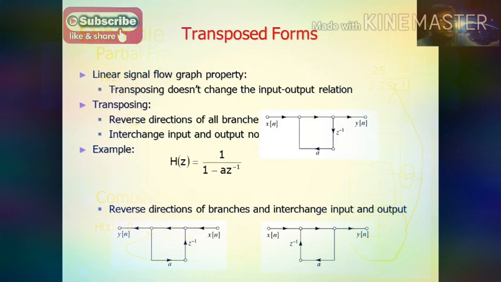Now, this is the transposed form. Another form is the transposed form. A linear signal flow graph has one more property, the transposition property. Transposing doesn't change the input and output relation. If you transpose the structure, there is no effect on your entire system. Simply the structure gets transformed, but it never affects your input and output relation. Transposing means, first, reverse the direction of all branches, and second, interchange the input and output. Look at this structure, here X of n, here Y of n.